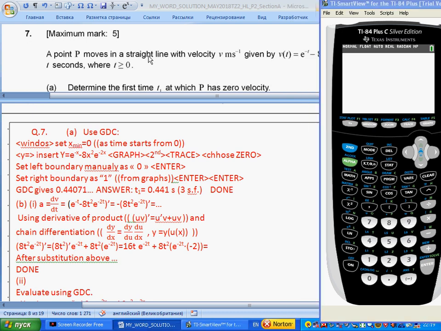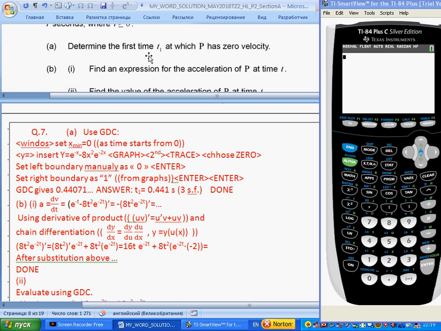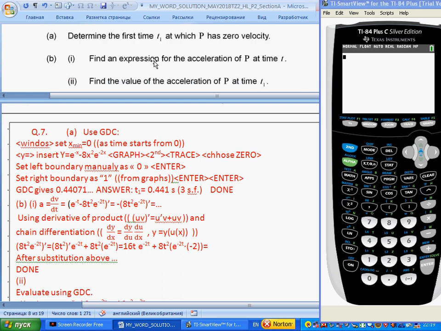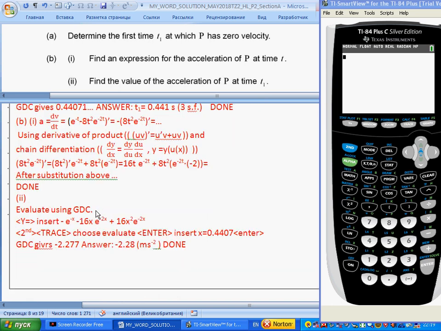Question 7 is A, we did. B, find an expression for acceleration of p at time t. So let's look. We should find derivative. So acceleration is derivative of this function. To take derivative, derivative of e minus t will be minus e minus t.